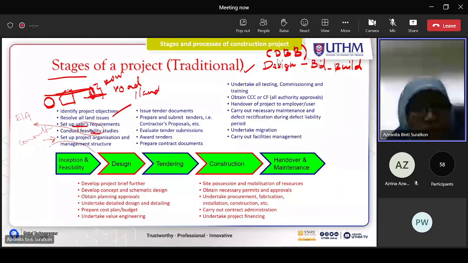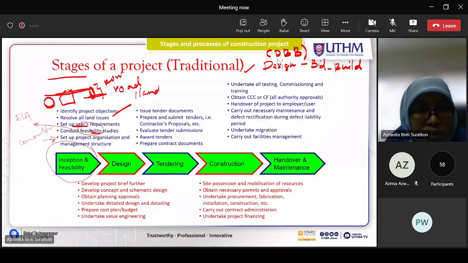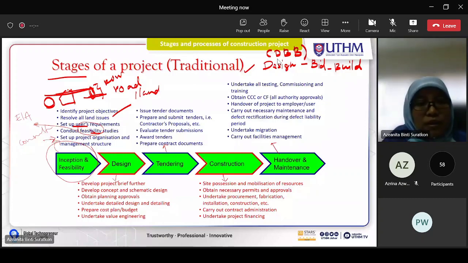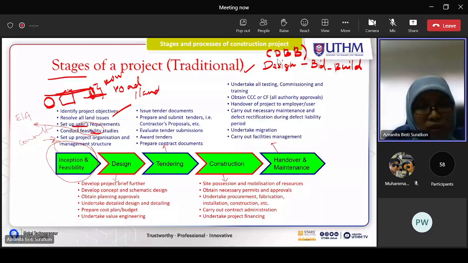Okay, this is the way of reading this graph. You see this blue border means for this one. The red border means for this one. The same goes for this. You can understand, right? Any questions so far for inception and feasibility? No, sir. No, madam. Okay.